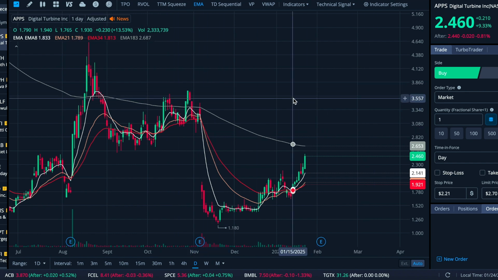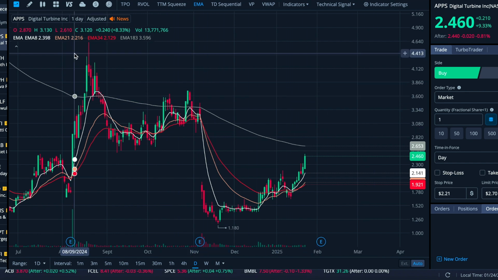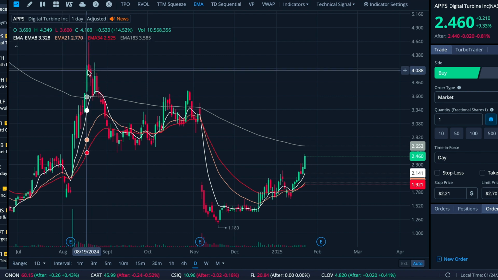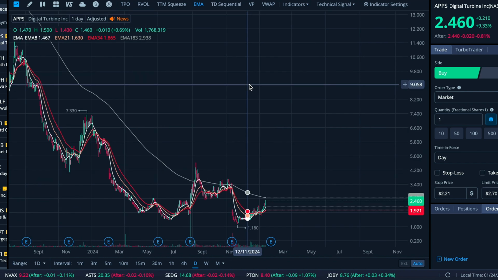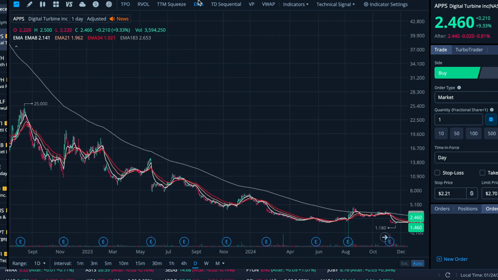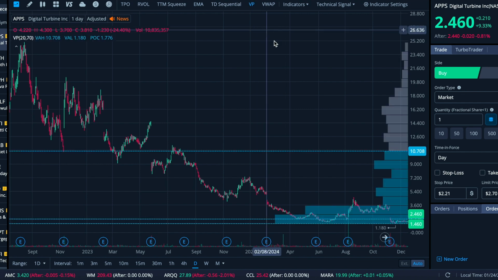It's really hard to get through the 183, and even if it looks like it is over the course of a day or a couple days or maybe even a week, it's really hard to sustain it. Again, especially when a stock looks like this. Okay, now volume.